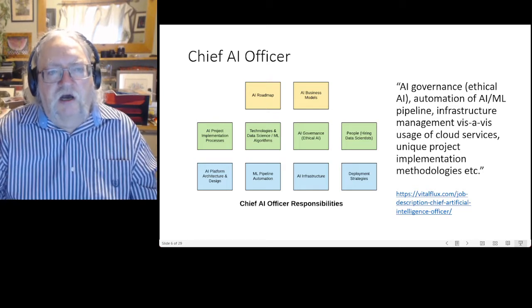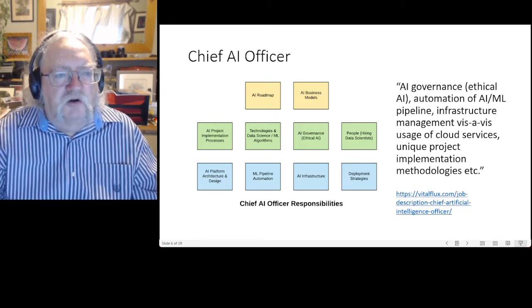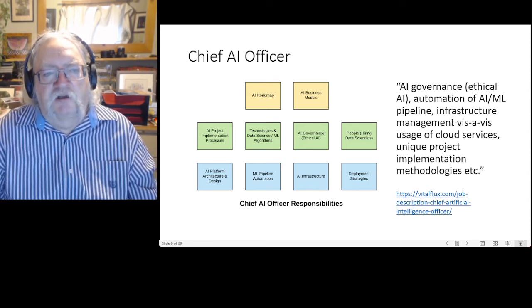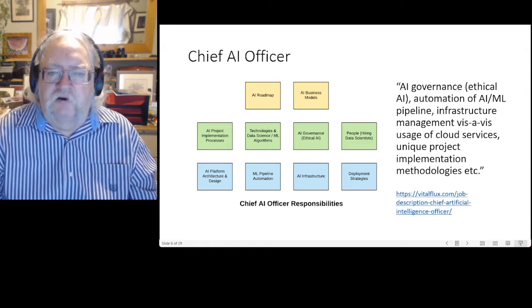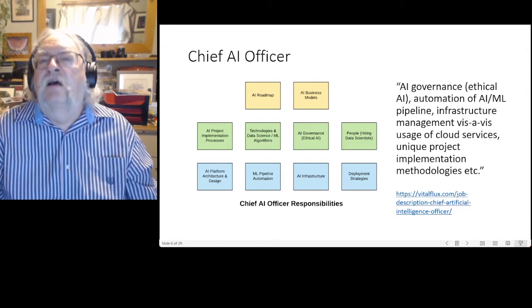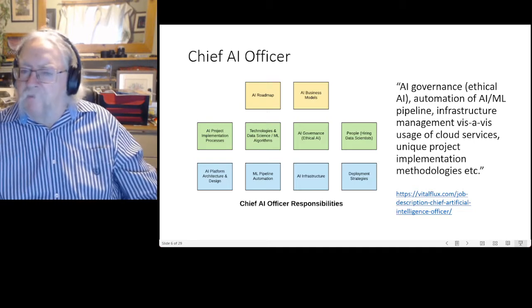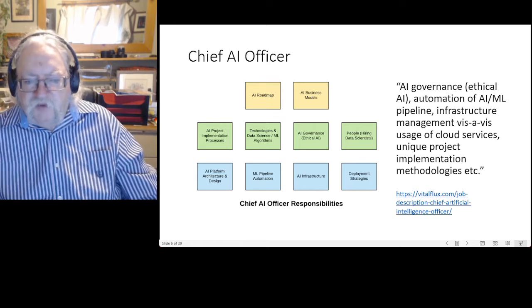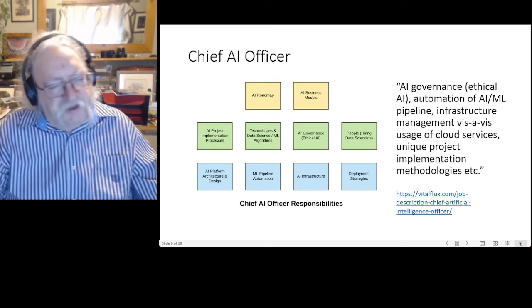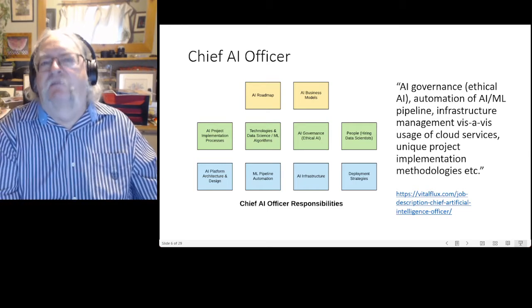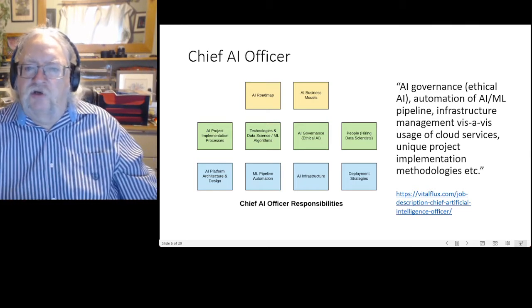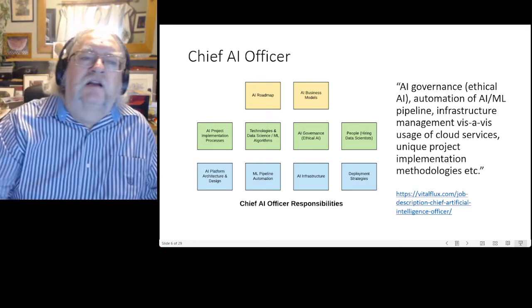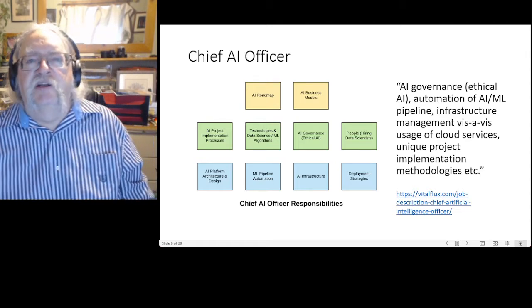For example, the AI roadmap, AI business models, project implementation processes and project management, specific technologies and machine learning algorithms that are used, governance and ethics, people hiring data scientists, we're going to come back to that, AI platform architecture and design, pipeline automation. Just because it's automated doesn't mean you're absolved of responsibility for what happens during that automation. Infrastructure and deployment. All of these are areas of responsibility where ongoing day-to-day decisions need to be made.